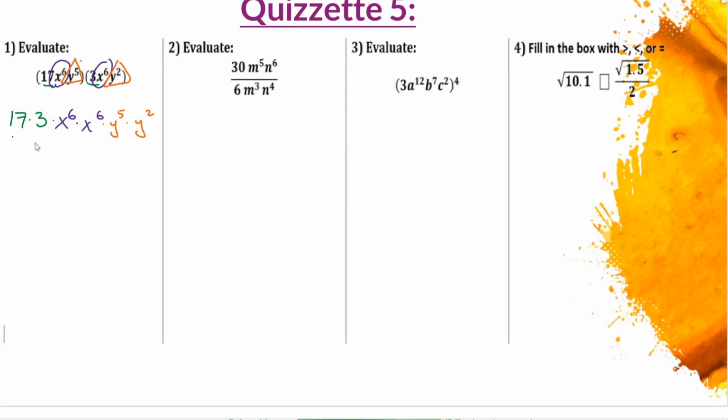Alright, then we're going to work it out. 17 times 3: 7 times 3 is 21. Remember the 2. 3 times 1 is 3, plus 2 is 5. So it's 51. X to the 6th power times x to the 6th power will be x to the 12th power. Y to the 5th power times y to the 2nd, so we add the powers, and that gives you y to the 7th power. That's it for number 1.